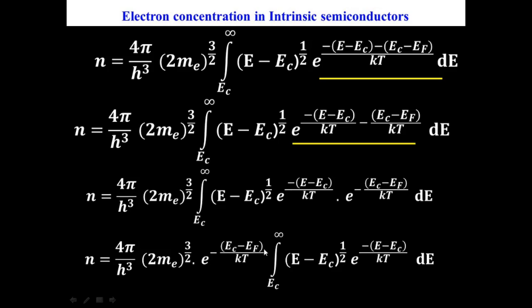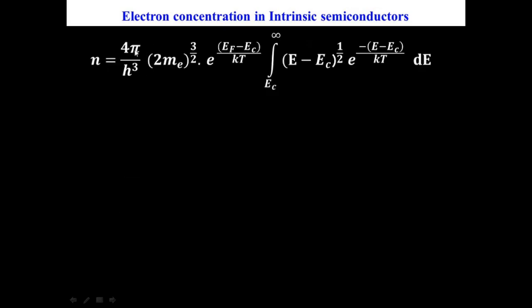Now in the next slide, we will take this minus inside. So the power of the exponential becomes EF minus Ec. So we will multiply the minus inside this bracket, we will open this bracket. So we will get 4π(2m_e)^(3/2) by h cubed into e to the power, that is exponential of (EF minus Ec) by kT. Now we will solve this integral.